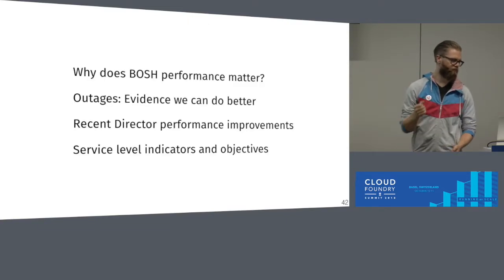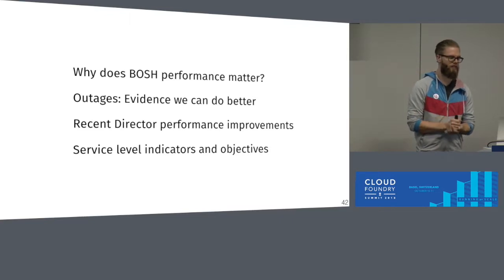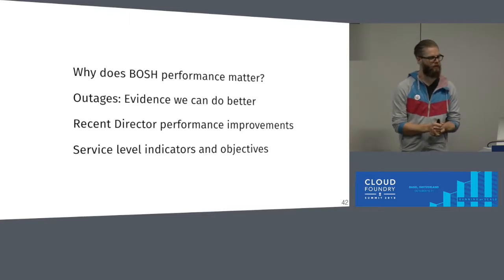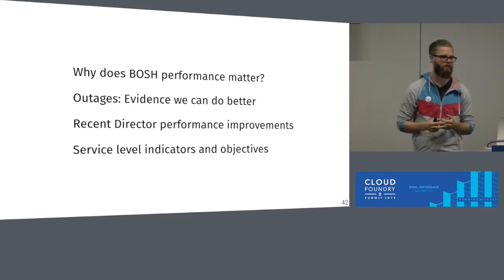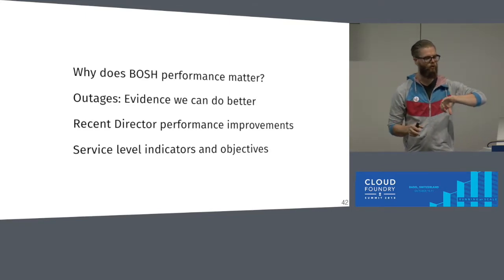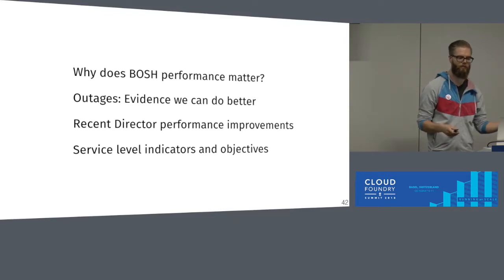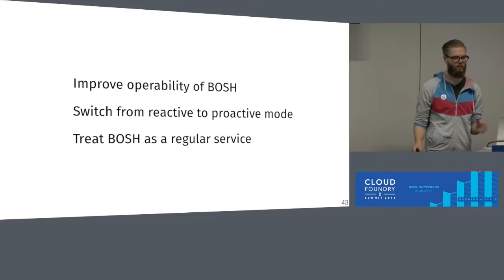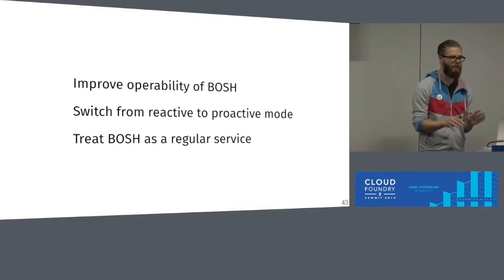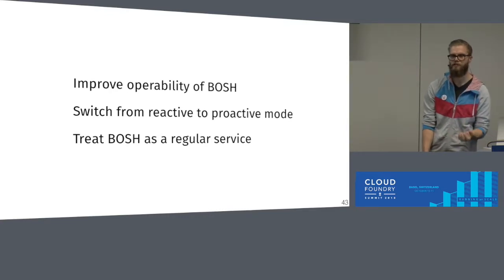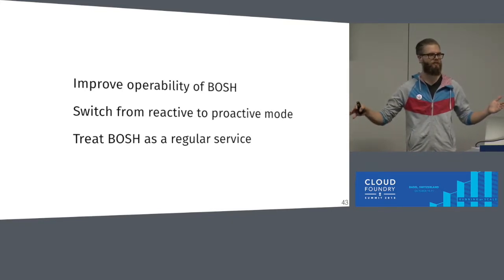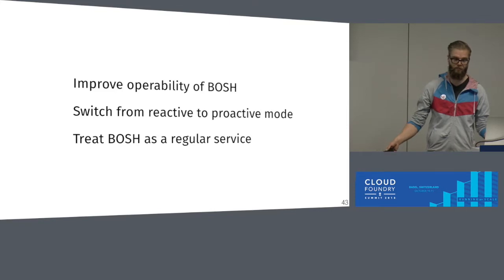All right, so to recap, we've seen why Bosh performance now matters more than ever. We've looked at a few outages as evidence that we can do better and that there might be issues that we need to do more about. I've talked about the recent performance improvements that we did as a response to it, and I've tried to sketch how we are getting to a more proactive mode by defining service-level objectives for it. And I think the gist of all of this is we're trying to actively improve the operability of Bosh by switching from a reactive to a proactive mode, and trying to treat Bosh as a regular service, as you would treat pretty much any service that you're running in your platform, which we haven't done previously.